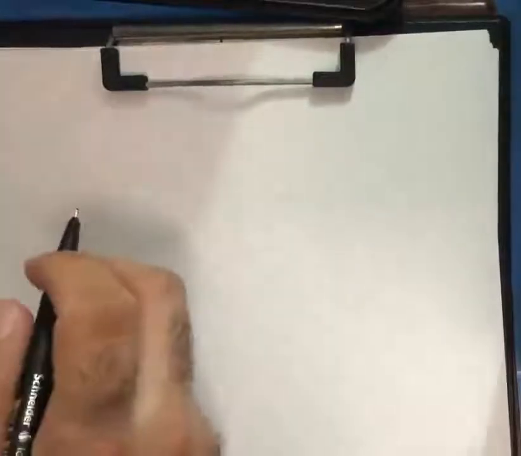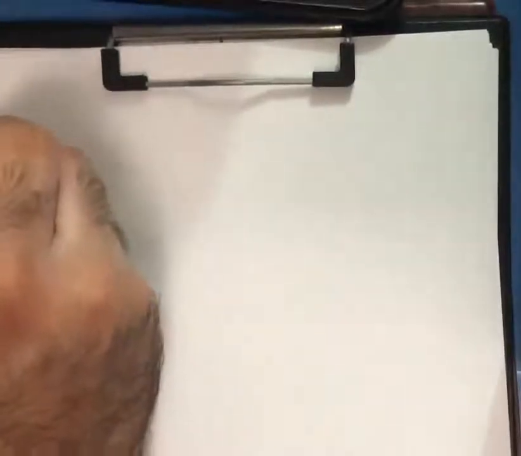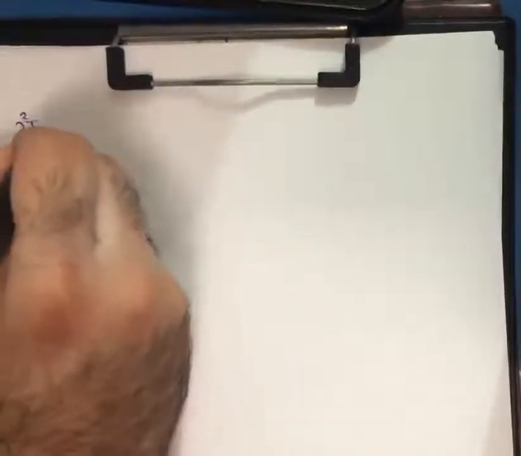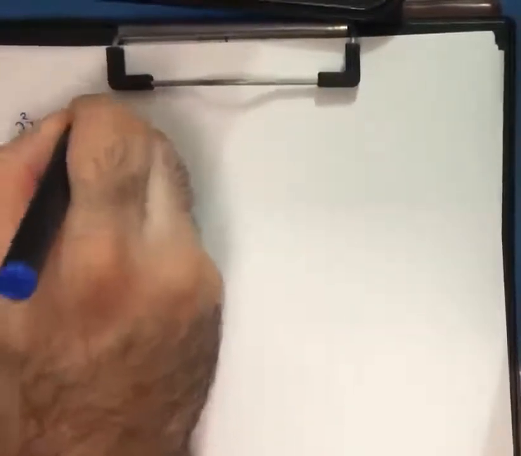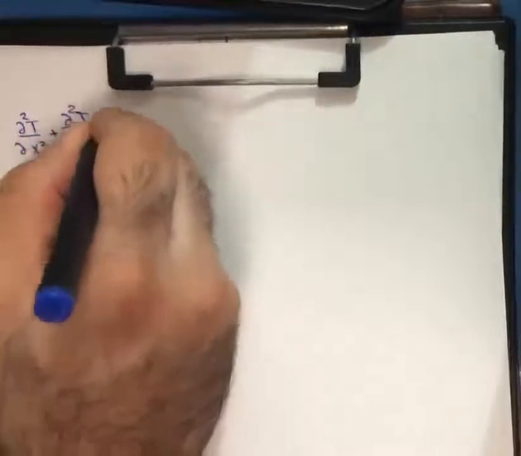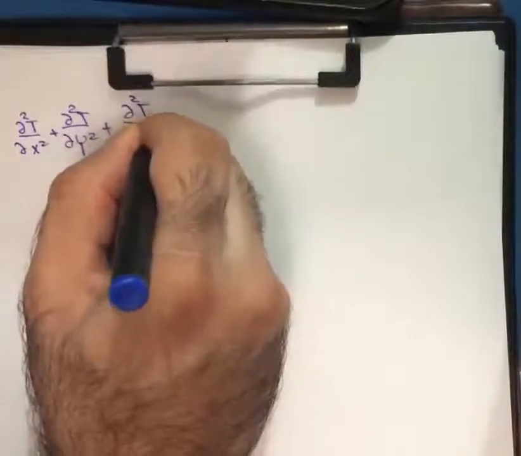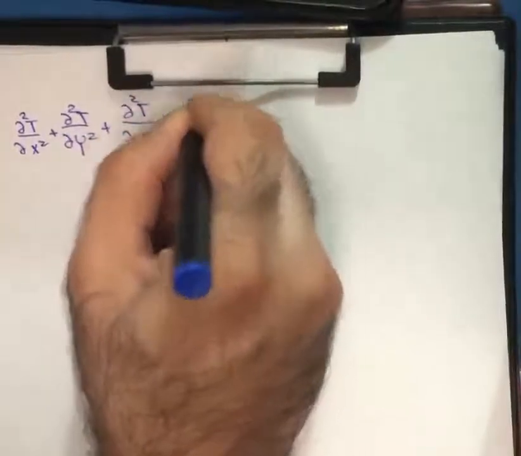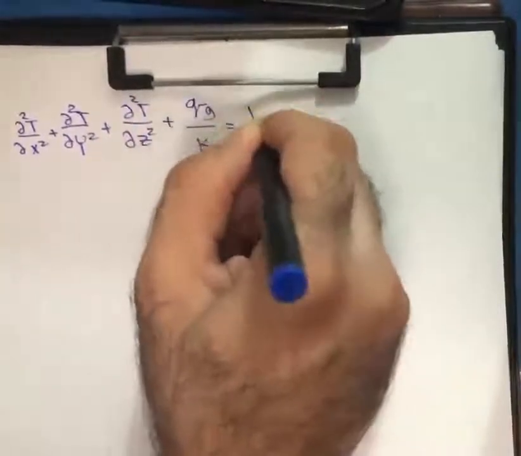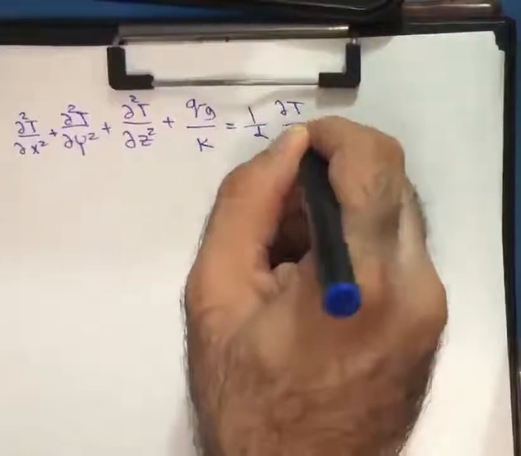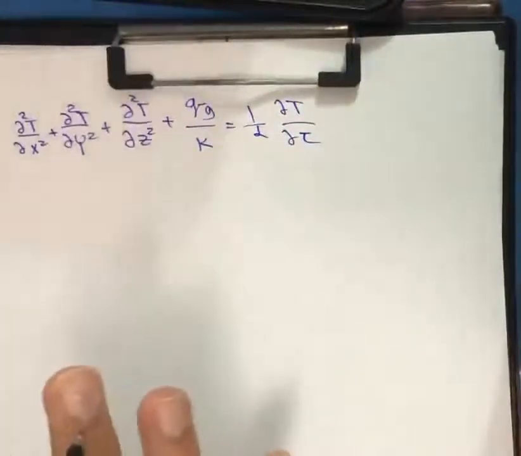So let us write the heat conduction equation in a Cartesian system: ∂²T/∂x² plus ∂²T/∂y² plus ∂²T/∂z², plus the heat generation term divided by k, equal to 1 by alpha ∂T/∂τ. Now I will make the following, okay?